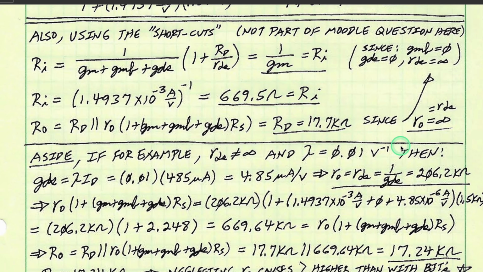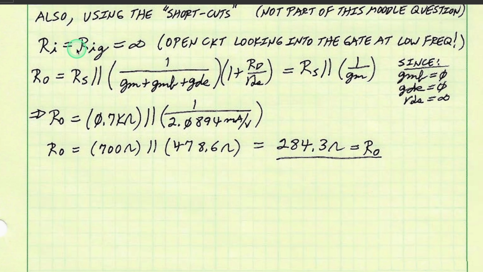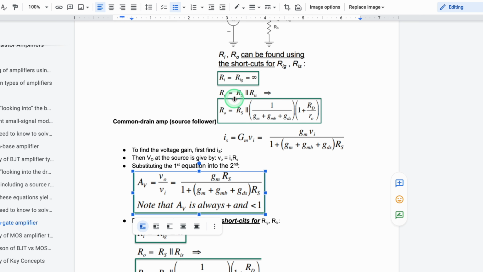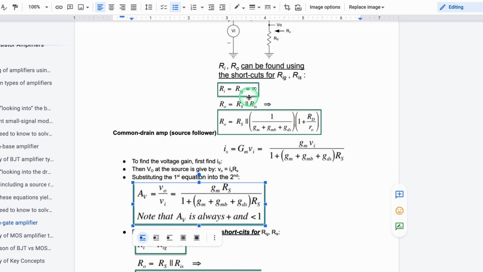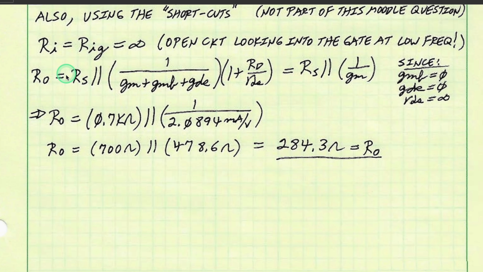Now, if we wanted to find our R, we would look at something like this. So we have our RI equal to our RIG, and this is for the open circuit, looking into the gate at the low frequency. And this is also in the notes, not in this section, but in this section right here. RI is equal to RIG, and that's equal to infinity. And we can find our RI and R naught with the equations down here. And this is just demonstrating it. RS is parallel to 1 over GM, so that is the equivalent of this large equation that we have here, just simplifying it down. And that's how you would go about solving this problem in this little extra part right here.